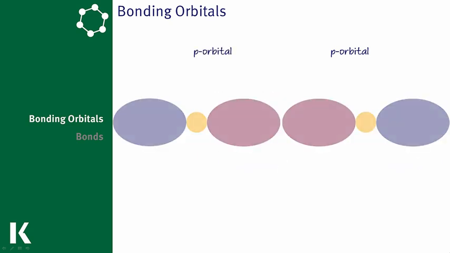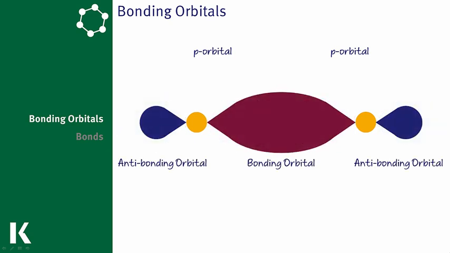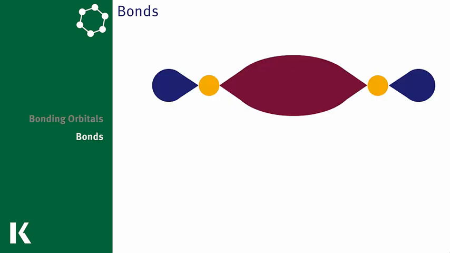If you've got two p orbitals, in this case you've got two out-of-phase lobes. So as you might guess, this creates two antibonding orbitals along with one bonding orbital, which is again where all of the electrons from this bond are going to be found. Understanding the structure of bonding orbitals becomes important when we actually look at the structure of various bonds.